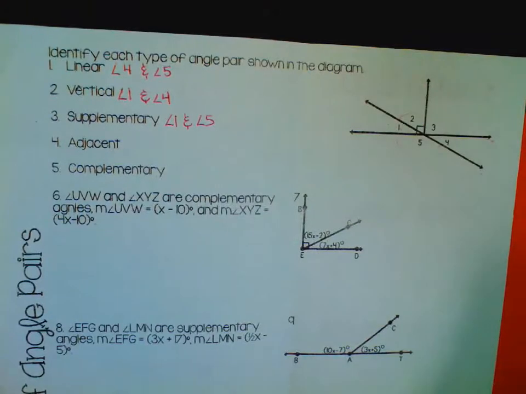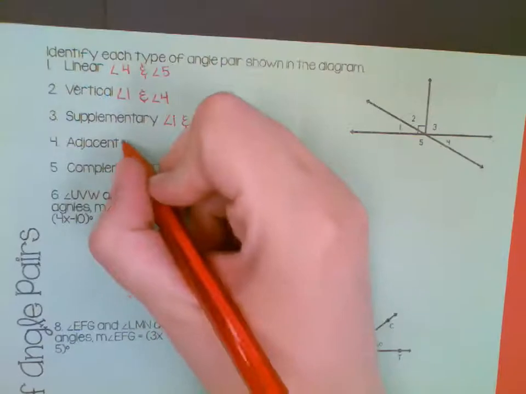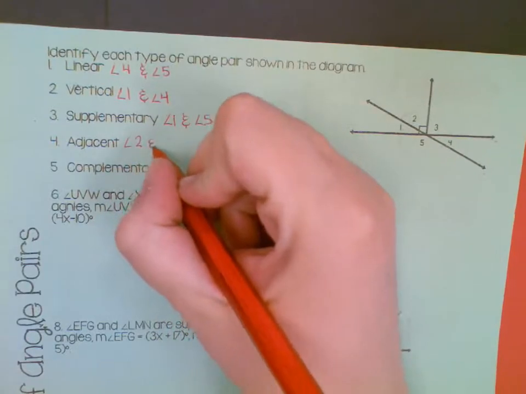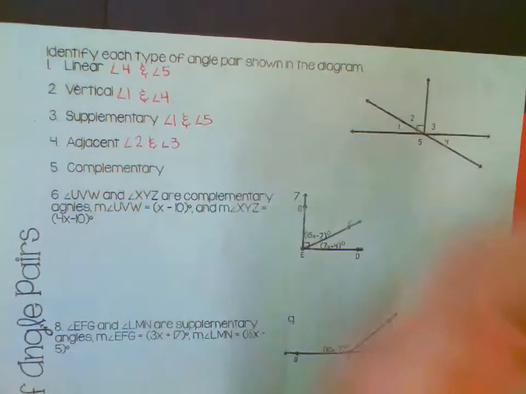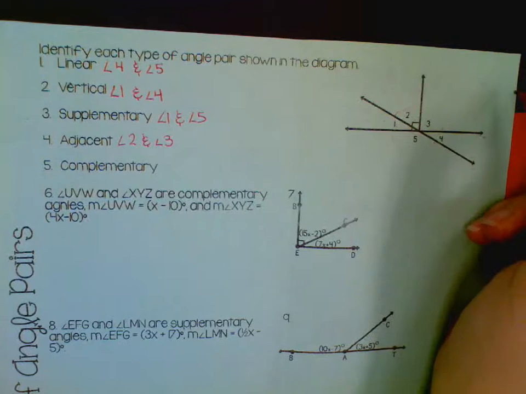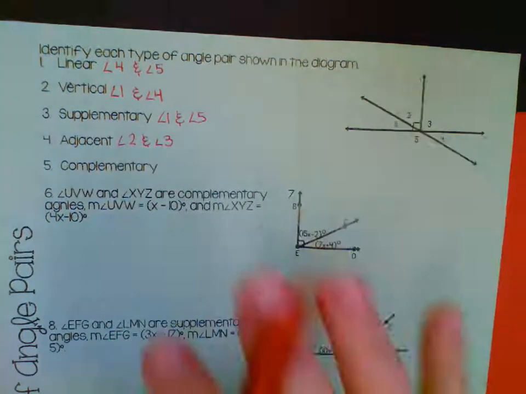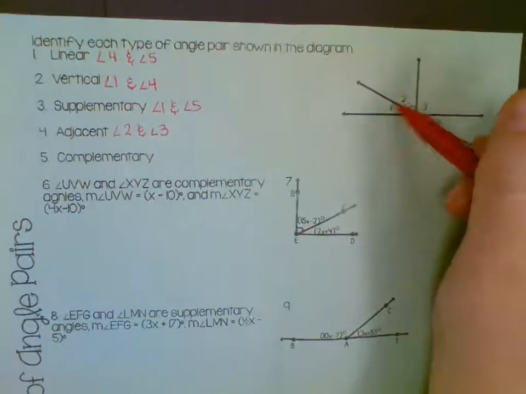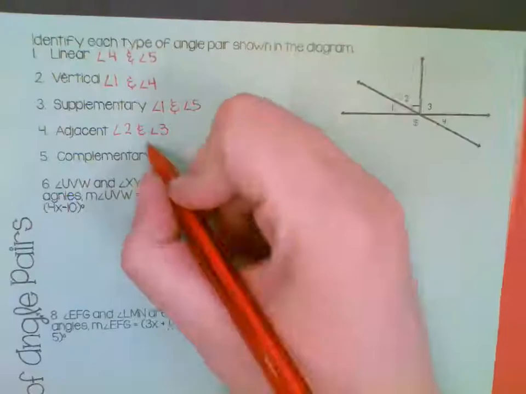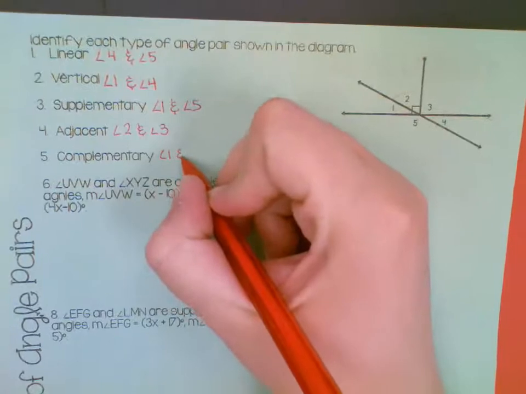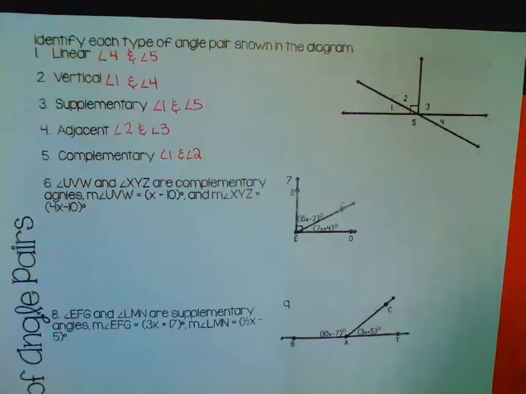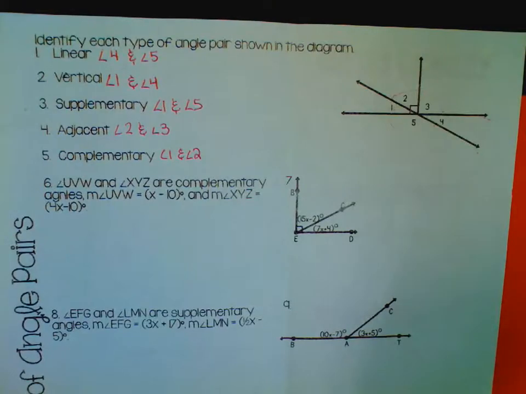Adjacent are just two angles that are next to each other. So I'm going to pick angle 2 and angle 3 because they aren't anything else special. They're just adjacent. Complementary, they add together to equal 90. So for this picture, it would have to be the 1 and 2 because there's a right angle. And there we go. Good job.